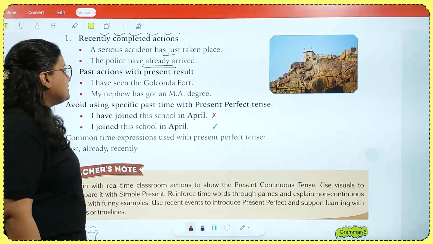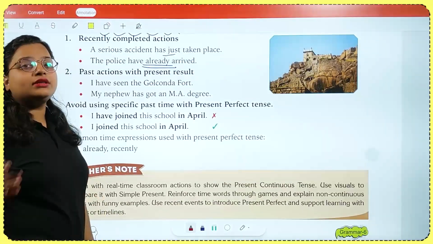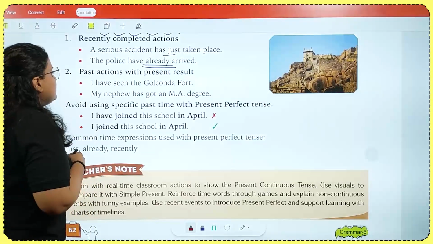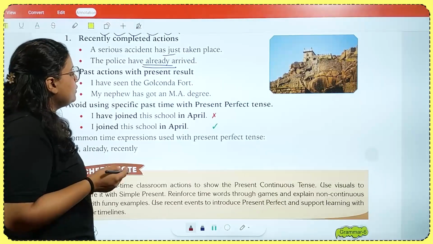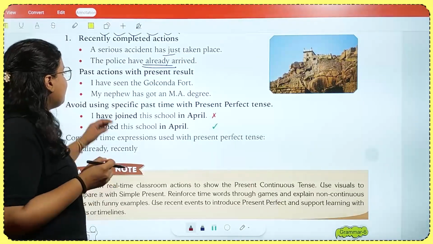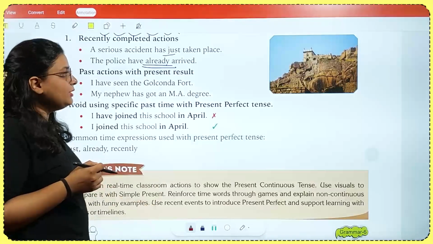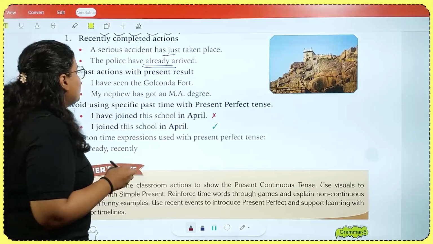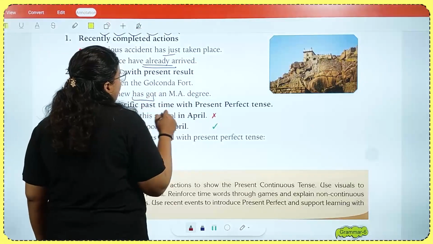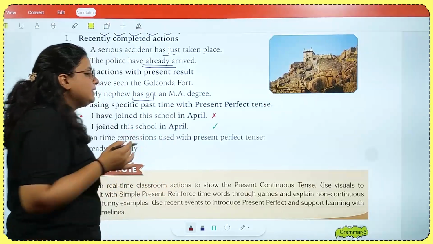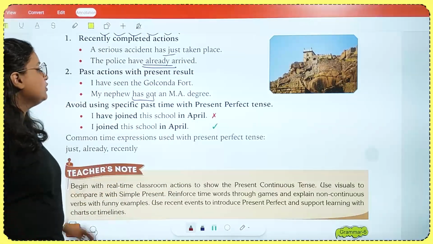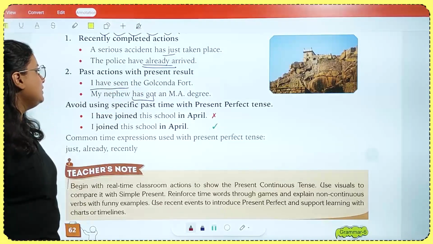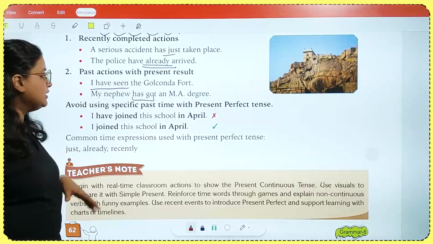Past action with present result. So what you did in the past and it is having a good result or any result right now. I have seen the Golconda fort. So this is the example. My nephew has got an MA. मेरे नेफ्यू को एक email लिखी मिली है. ठीक है, तो यहाँ पे has got, तो वो पढ़ा था पहले, है ना, पढ़ा होगा तभी तो हमें लिखनी होगी. That was the past action. Or if you're telling someone that I have seen, the past में देख चुका हूँ.